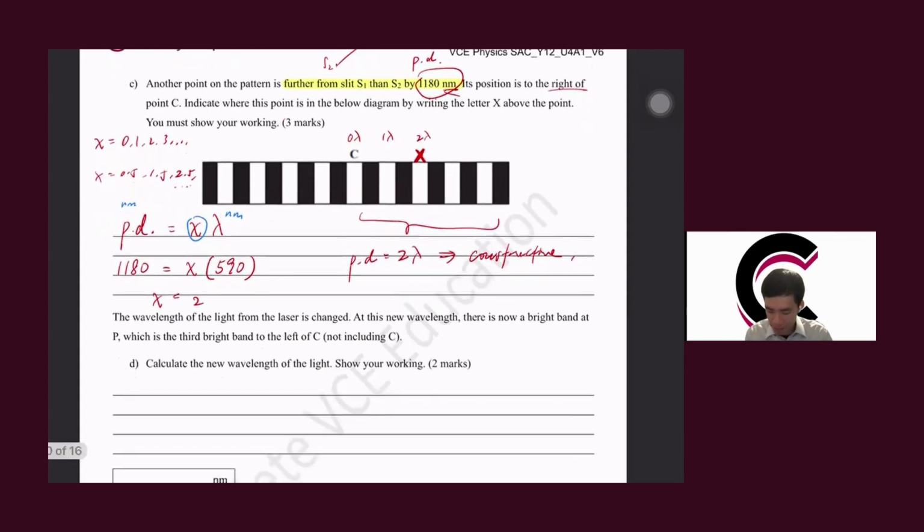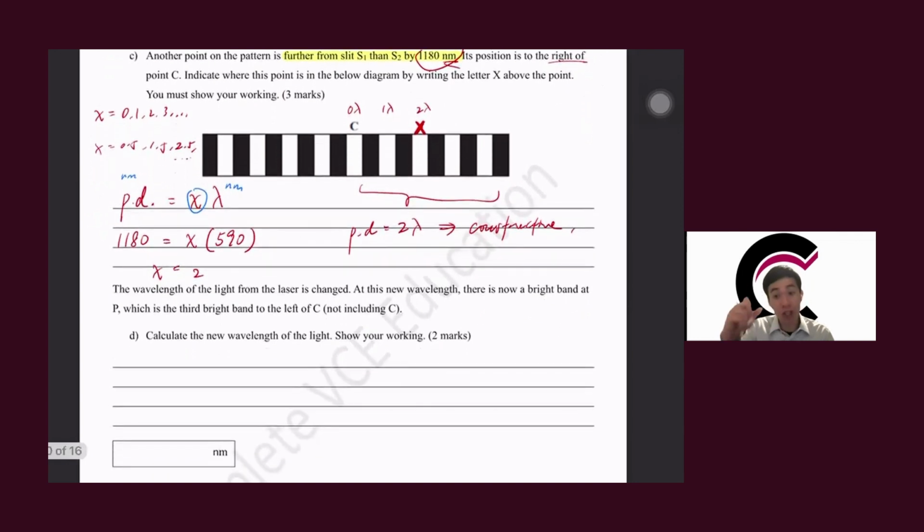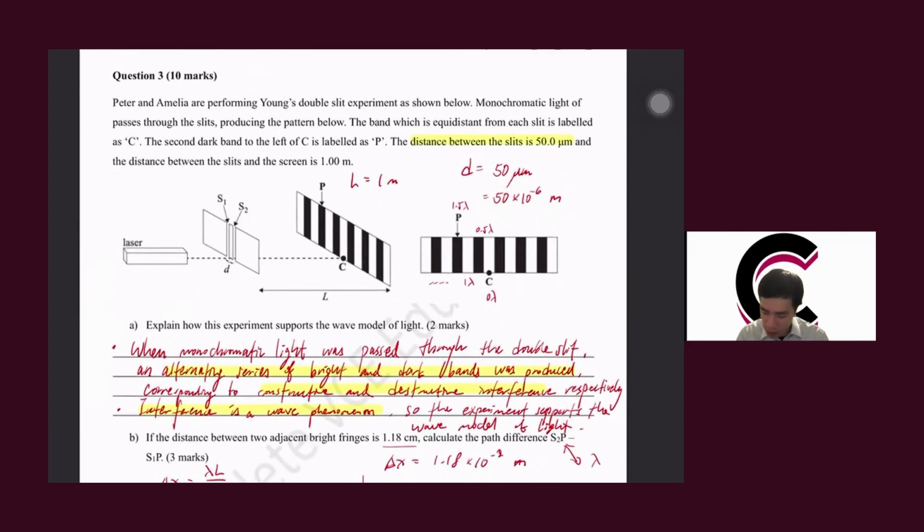Lastly, very hard question, very hard one. You change the wavelength. And then there is now a bright band at point P. So point P was where? Okay, point P was there. That was the second dark band. That was point P. But now when you change the wavelength, everything changes. Everything changes. Okay, except for one thing.